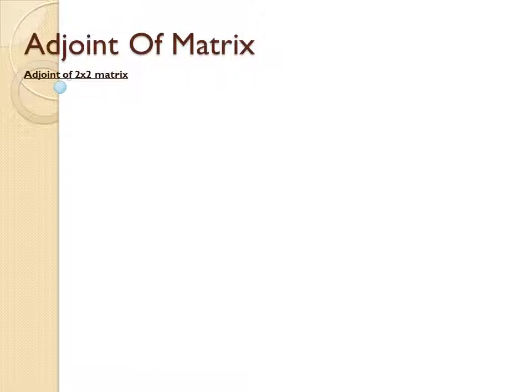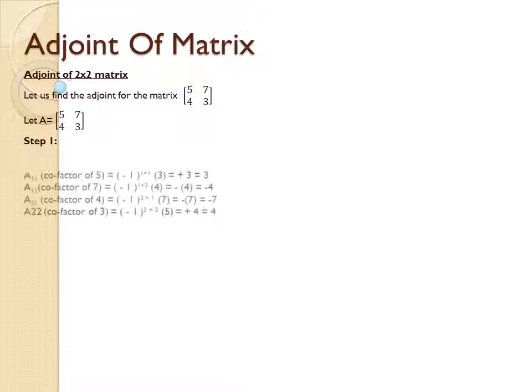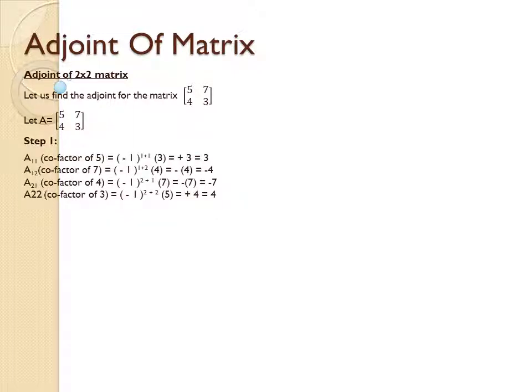So let us find the adjoint of a 2 cross 2 matrix. Let us find the adjoint for the matrix 5, 7, 4, 3. So what is my rule? Let us take A equal to 5, 7, 4, 3. Step 1: find the cofactor of the matrix. So what is the cofactor? That is A11. The cofactor of 5: I will omit the row of 5 and the column of 5, so it is 3. I am just writing 3. Basically 3 is the minor.